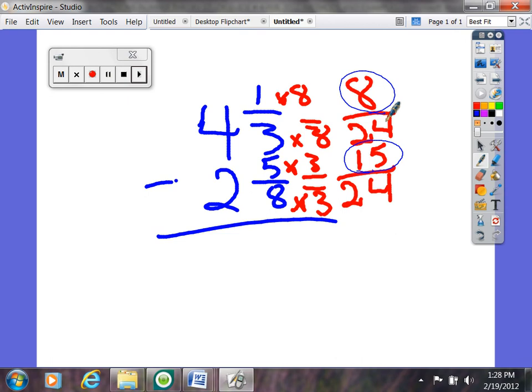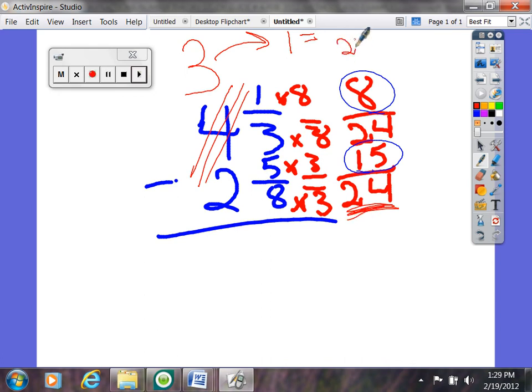So a typical mistake is the students say, I don't know, I'll just make it work. I'll just say 15 minus 8. Well, you can't do that. It's 8 minus 15. So what do I do? Well, I've got to have help again. So I come over here to my whole number, and I borrow one whole again. I drop that down to 3, and I'm going to bring that whole number over. But I've got to change it to my denominator. Well, I've got 24ths over here.